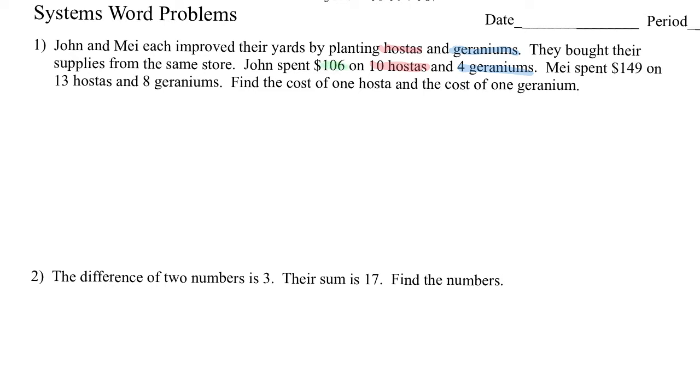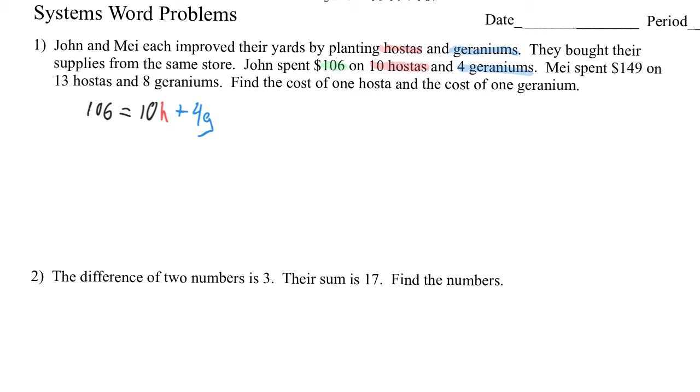Right, there's an equation. So you have $106 total is going to be the cost of both the hostas and the geraniums. So we bought 10 hostas and 4 geraniums. So we don't know the value of each of them, but we know we have 10 hostas and 4 geraniums. So there's one equation. Then you keep reading.